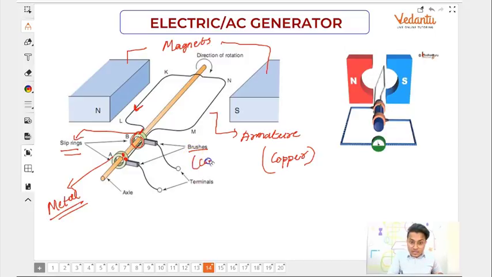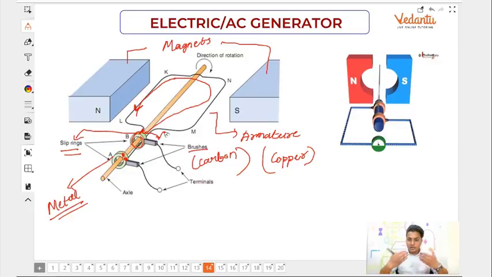Now, these brushes are made up of carbon. Now, what do these brushes do? When this electric generator will be producing the current, the current will get produced in the armature coil. Somehow, I'll tell you that later, don't worry. Then it will come onto the slip ring, and from the slip ring, it will be taken up by the brushes.